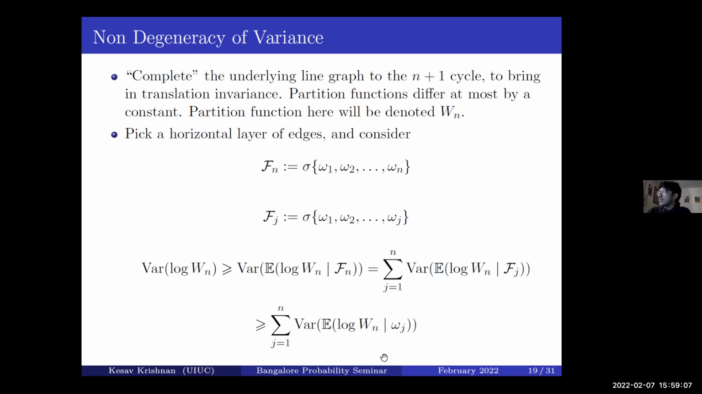And the last inequality just follows as an application of the Tau property. And once you have that last step, you use the translation invariance to show that the expectation of log Wn given omega j is independent of j. So all you really need to do is show that the variance has a non-trivial dependence on one of the edges. And then that shows you that the total variance is bounded below by a constant times n.